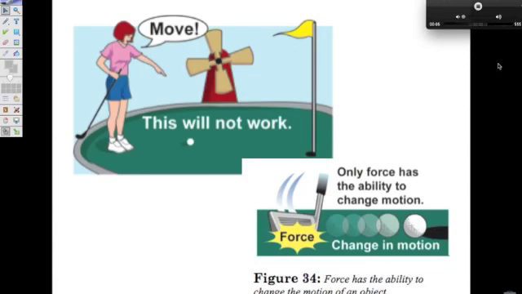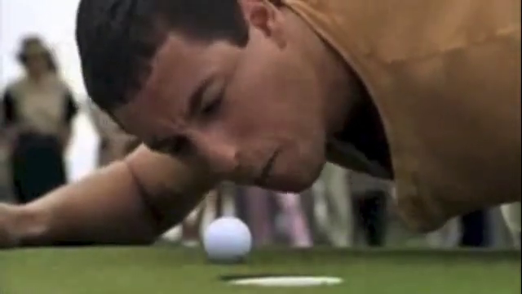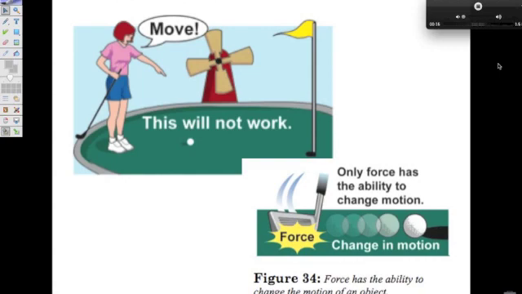I think back to Happy Gilmore when he's yelling at the golf ball, thinking the ball is too good for its home and trying to get into its home. Now, why didn't the golf ball get all the way to its home? Yelling move will not make it move. You must apply a force. So, if you look at this bottom picture here, it shows you the force.